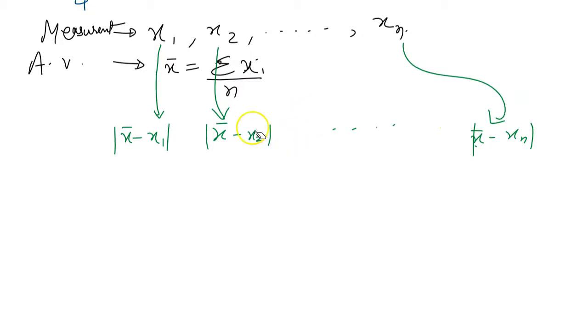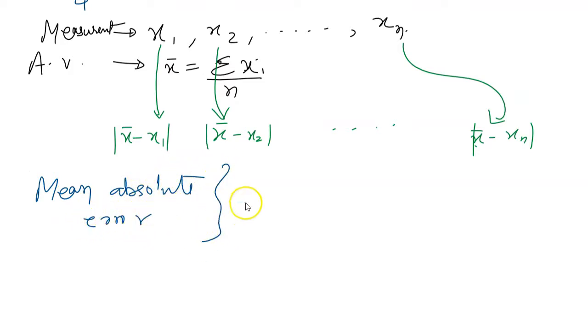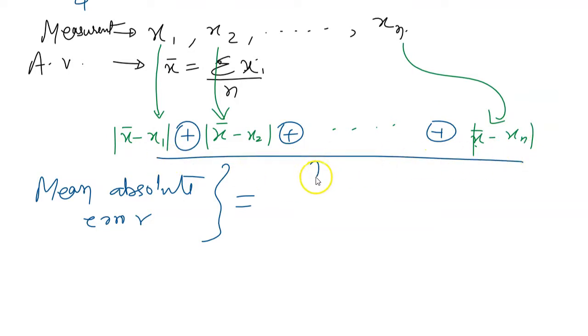Okay, now talking about mean absolute error. As the name itself suggests, mean absolute error means we are going to take the mean of all the absolute values. So you have to add all these absolute values and divide by n to get the mean absolute error.